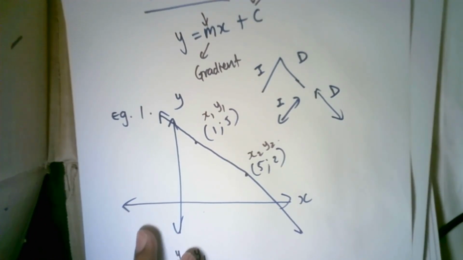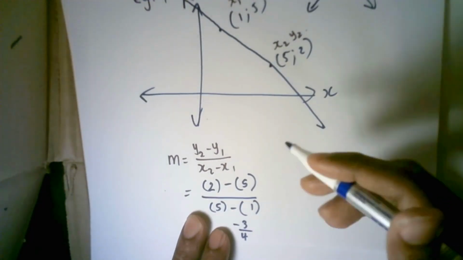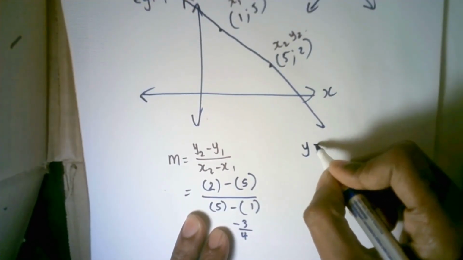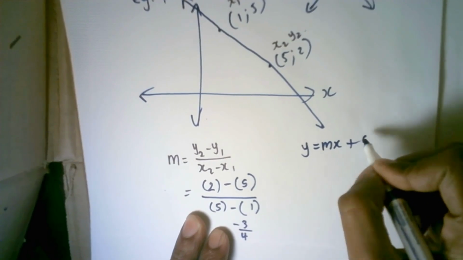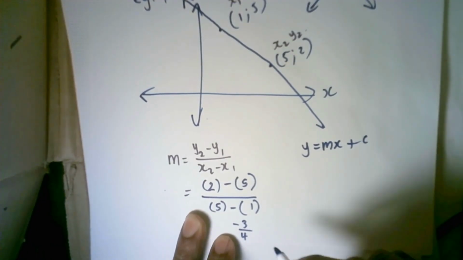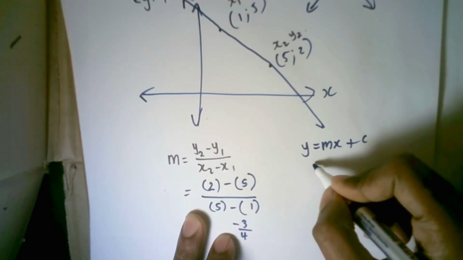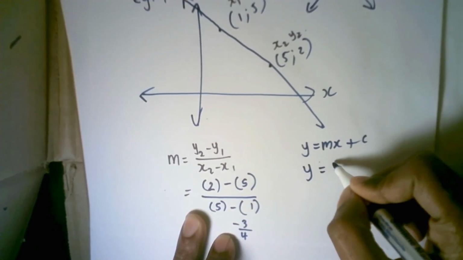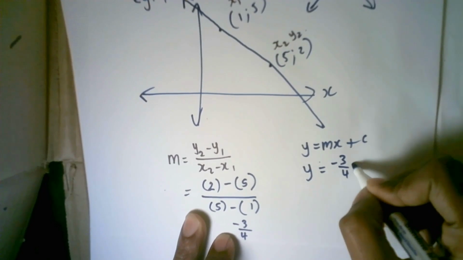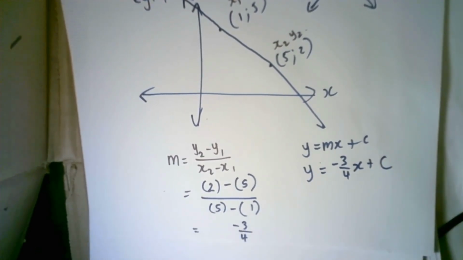It's a decreasing graph. So now we found the value of m. Remember, our standard form is y is equal to mx plus c. We found the value of m, which is negative 3 over 4. So now our equation is y is equal to negative 3 over 4 x plus c.